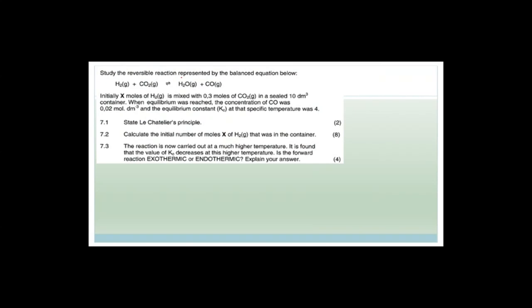It says, study the reversible reaction represented by the balanced equation below. Hydrogen plus carbon dioxide forms water plus carbon monoxide, and you'll see they're all gases. Let's use the highlighter effectively. X moles of hydrogen gas is mixed with 0.3 moles of carbon dioxide in a sealed 1 decimeter cubed container. When equilibrium was reached, the concentration of carbon monoxide was 0.02 moles per decimeter cubed, and the Kc was 4.